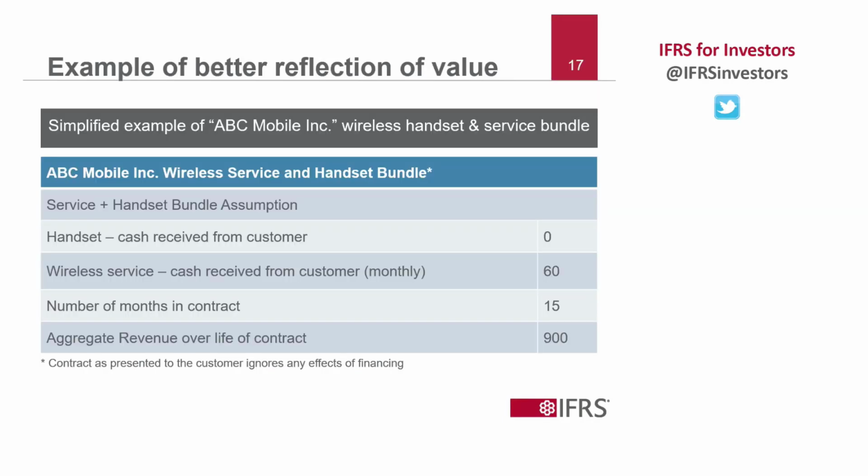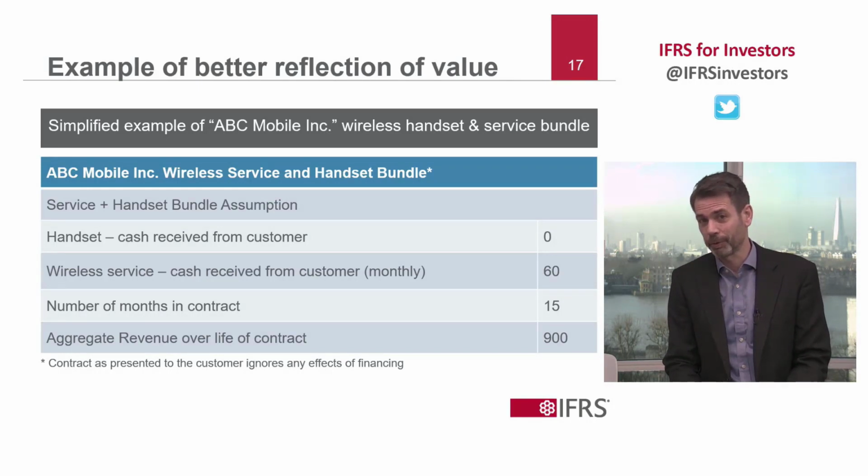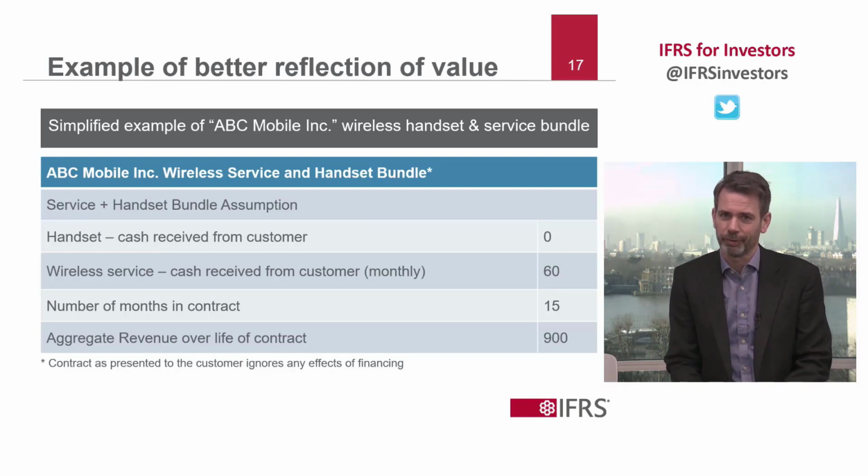Here, we are looking at an illustrative example showing the application of the new revenue recognition model to a bundled contract comprising a mobile service and handset. This company enters into a contract with the customer to provide a mobile handset at the start of the contract and services over the subsequent 15 months in exchange for a consideration of $60 to be paid monthly. There is no upfront cost or deposit required from the customer for the handset.